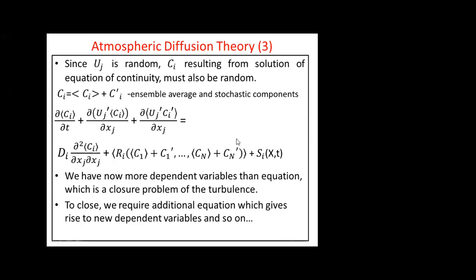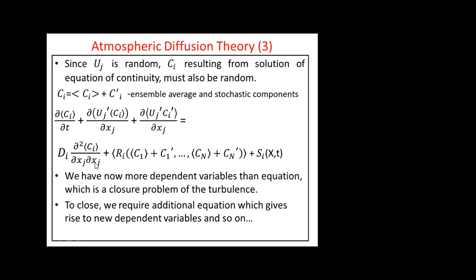But we have another big problem. Look at this equation very carefully. Here, the number of dependent variables is more than the number of equations. And this term, if I want to replace it, then again we have more dependent variables. So in turbulence theory, this is called the closure problem, where we have more dependent variables than equations. This all happens because of the turbulence here.